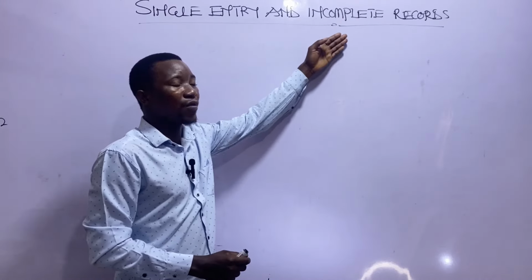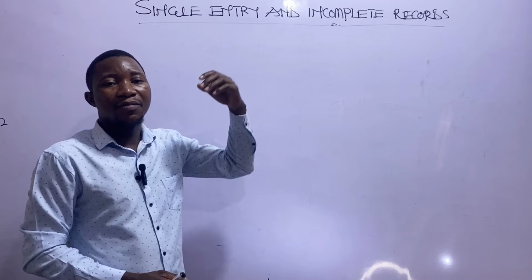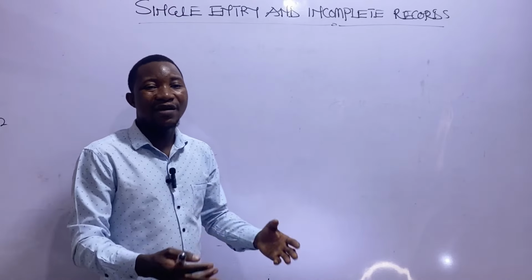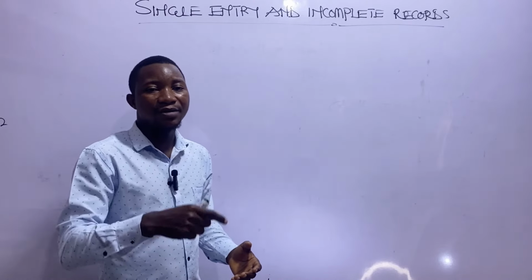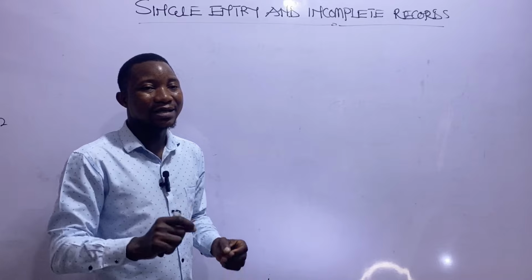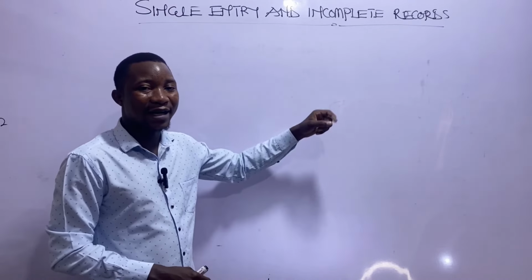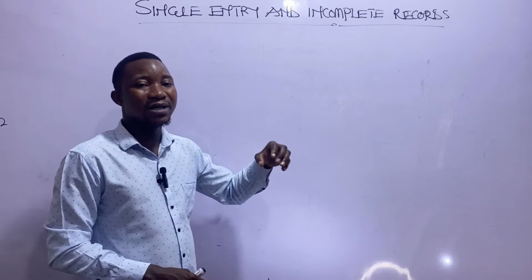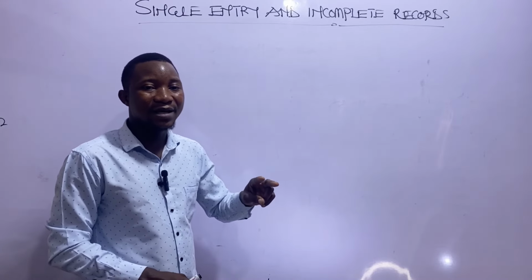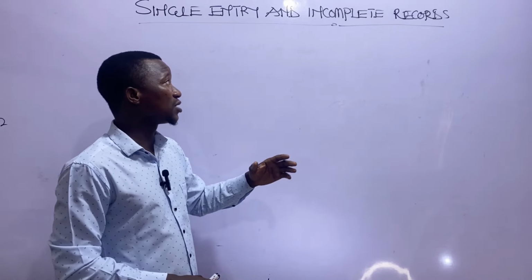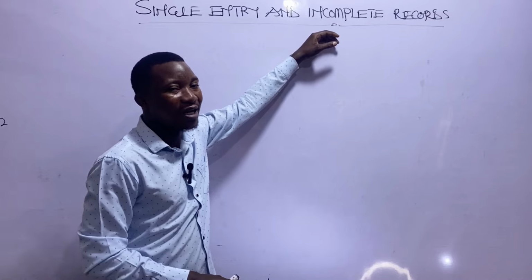But with the incomplete records, it means that the information made available or provided to you, the accountant or the business student, is not enough. It is not adequate to prepare the final accounts. The final accounts I'm talking about here are the income statement and the statement of financial position. Here, the information is not adequate.